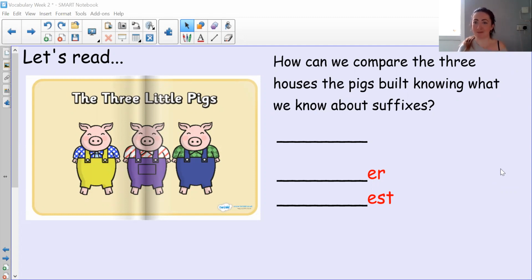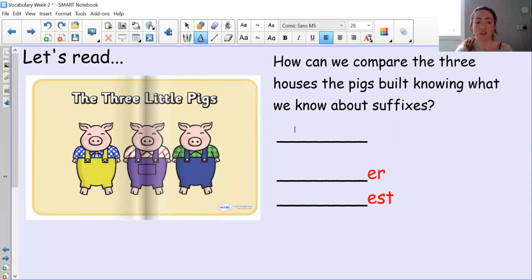Okay, how did you get on? I wonder, did you think of the word strong to compare their houses? Well done if you did. So let's have a go at using the adjective strong and seeing what happens when we add those suffixes er and est to the end. So if the root word is strong, what's the next word going to be with er on the end?